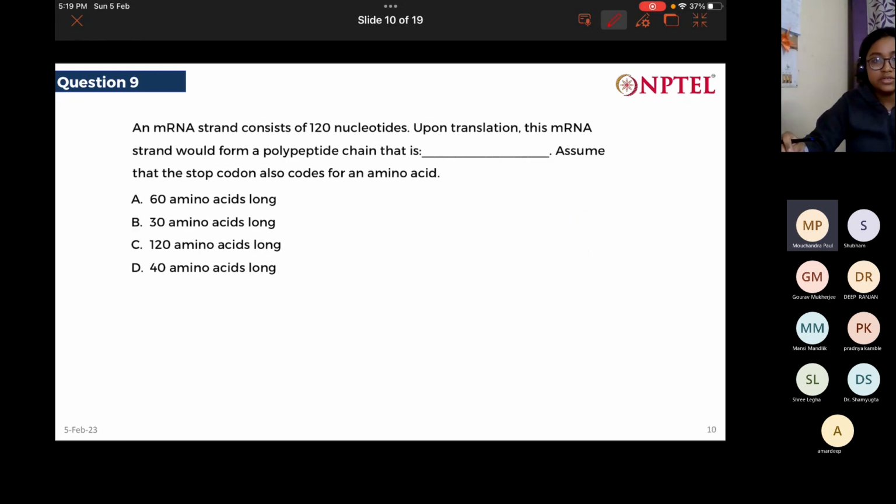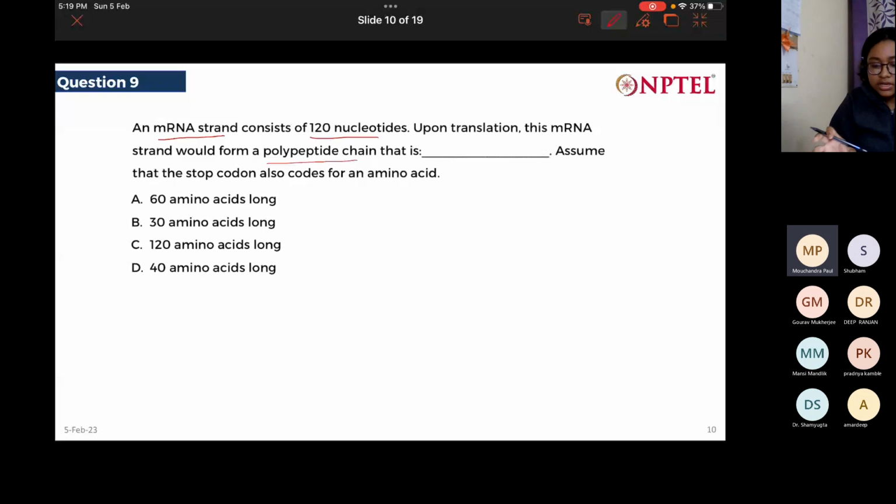Now moving on to the next question. Here what they're saying is that there is an mRNA strand and it consists of 120 nucleotides. And upon translation, this mRNA will form a polypeptide chain. So they are asking what will be the length of this polypeptide chain, and also we have to assume that the stop codon will code for one amino acid.